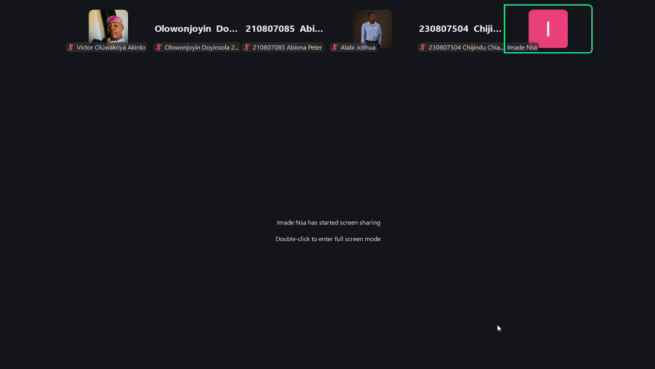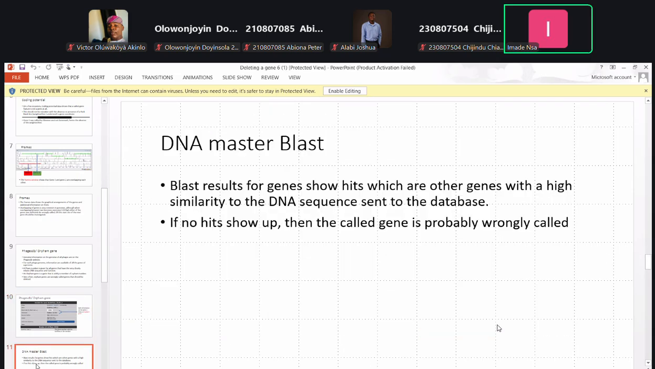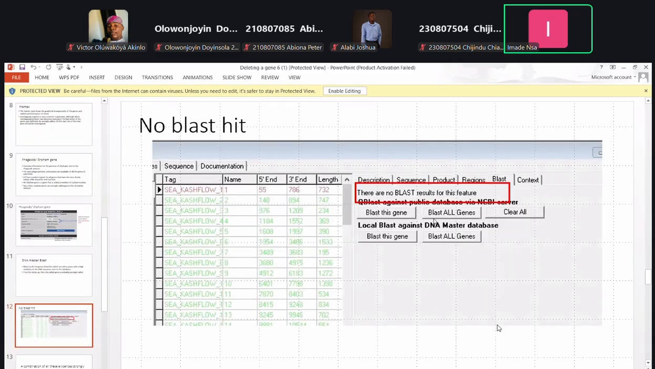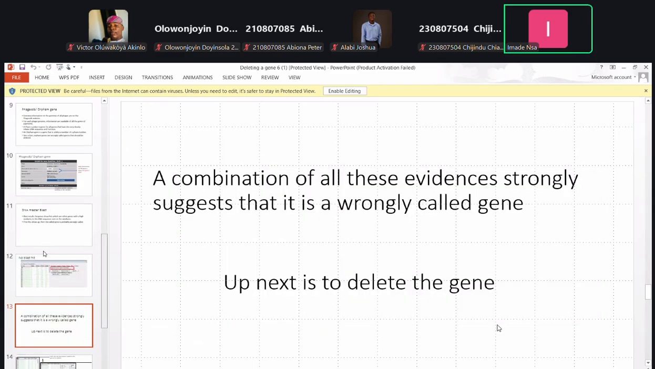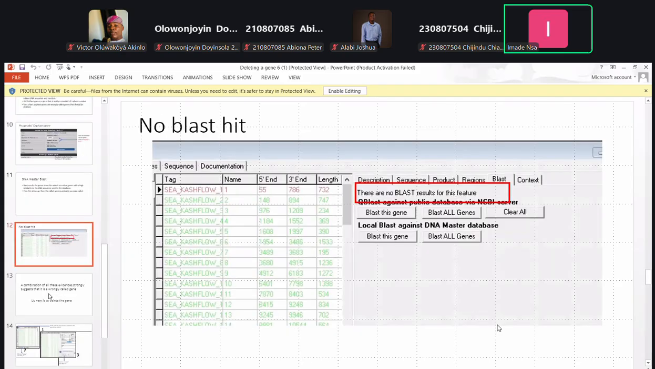Okay. So if you see this was cut off, the farm has no data. That means no other phage, this farm has only one member. You have to investigate it. So if you come to DNA Master and you see that there are no BLAST results for this feature, DNA Master blasted and did not give you anything. With all the things I mentioned before, a weak coding potential, frames, and then you go to PhagesDB and it says it's an orphan gene, that is an indication that you should be thinking of deleting it.